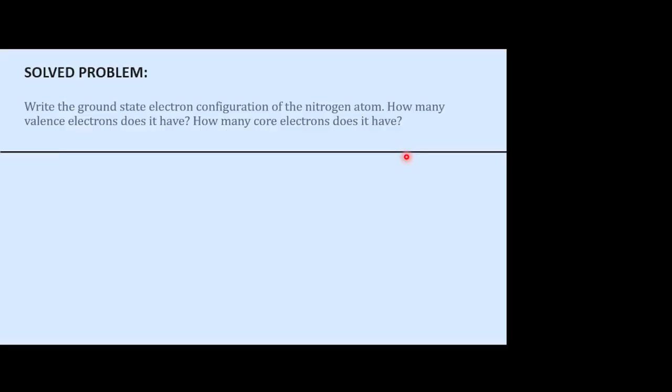Okay, write the ground state electron configuration of the nitrogen atom. How many valence electrons does it have? How many core electrons does it have? Okay, so I want you to practice first, try this out, and I'm actually going to come along after you've done this for a minute or so, and I'm going to help you. I'm just going to do it from ground, like the whole thing, okay? But I want you to really give it a good effort and a good try first.